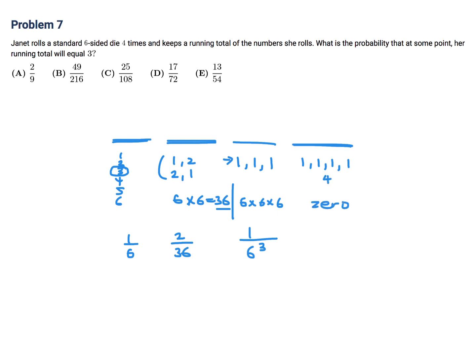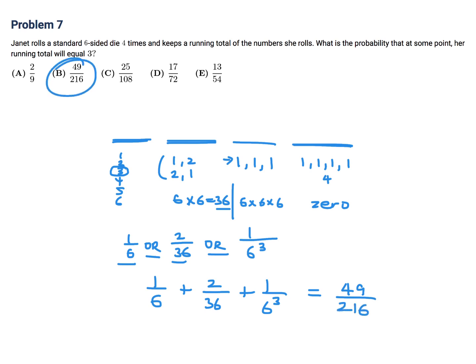Okay, so we want this or that. Or is the very important one. And if the probability question is or, you add them. So it'd be 1/6 plus 2 over 36 plus 1 over 6 to the power of 3. And you guys can add fractions, I'm certain of that. And when you do, you get 49 over 216. And that answer is B.